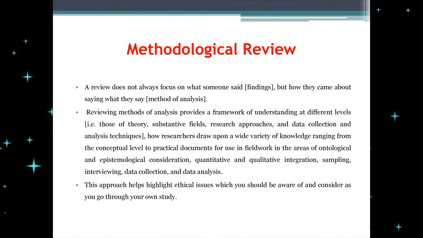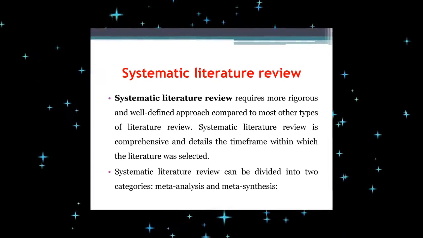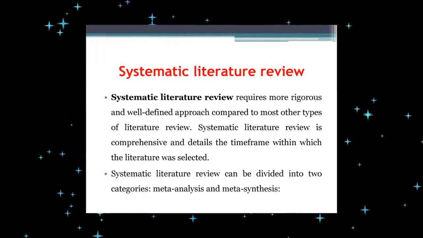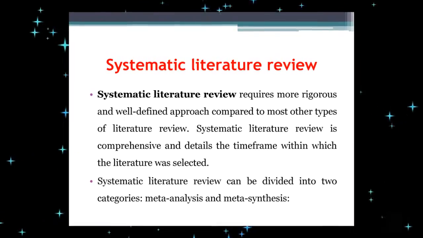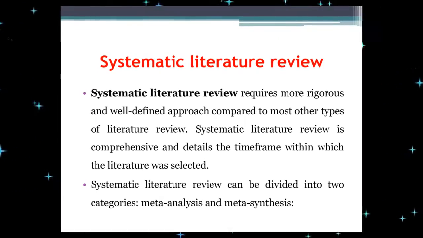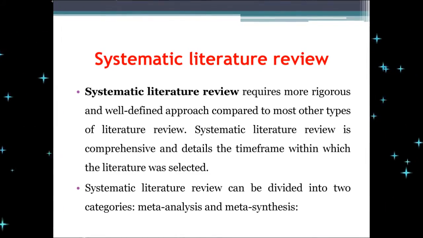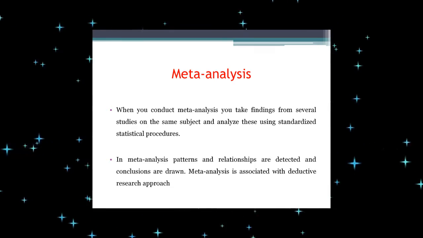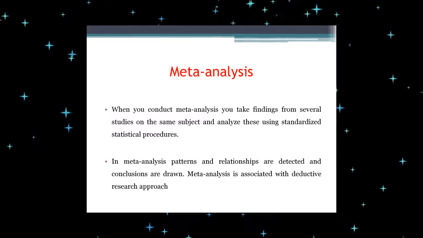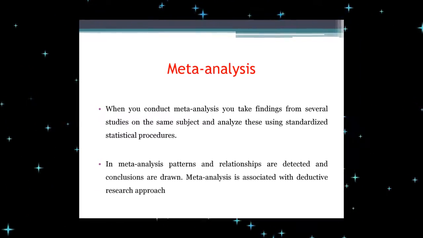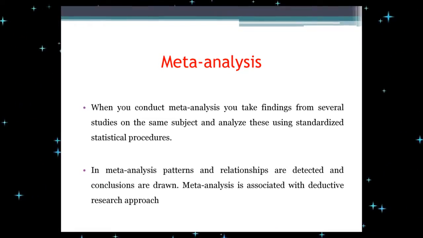A systematic literature review requires a more rigorous and well-defined approach compared to most other types of literature review. A systematic literature review is comprehensive and details the time frame within which the literature was selected. A systematic literature review can be divided into two categories: meta-analysis and meta-synthesis. When you conduct meta-analysis, you take findings from several studies on the same subject and analyze these using standardized statistical procedures. In meta-analysis, patterns and relationships are detected and conclusions are drawn.